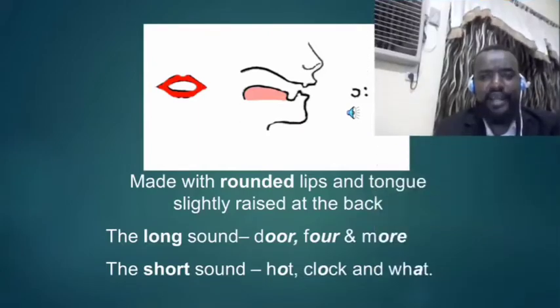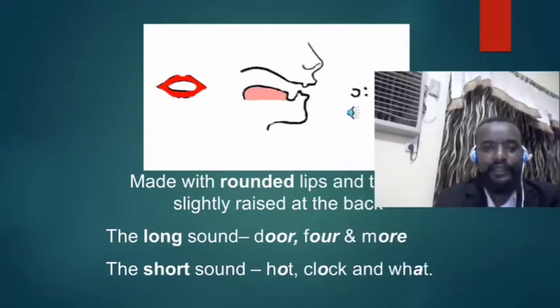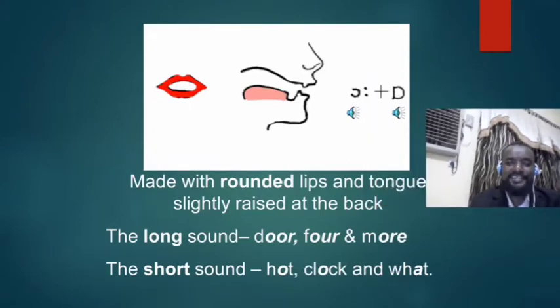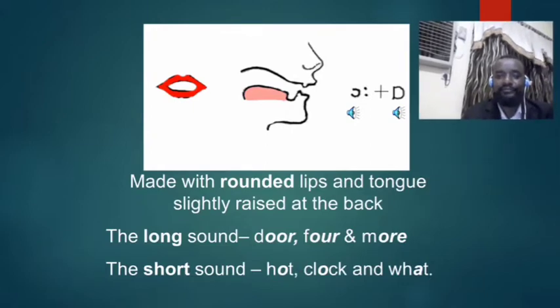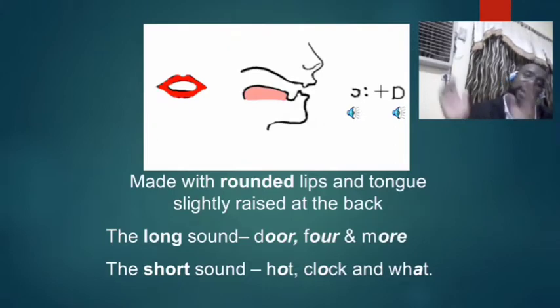Let us move to another one. What about this symbol sound? Who can pronounce it? Yes, can I speak? Yeah. The first one is O. The second, O. Yes, good. Excellent. Make this sound with the lips and tongue, so it is slightly raised at the back.